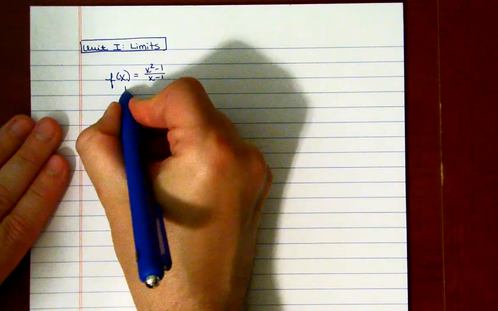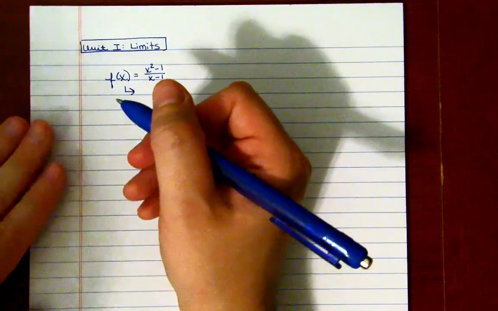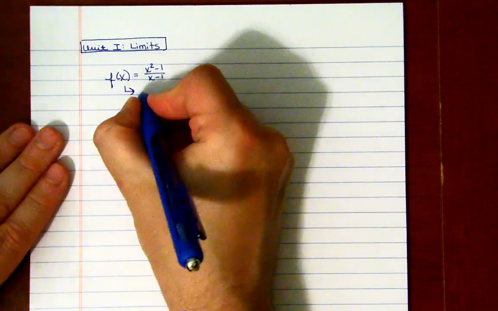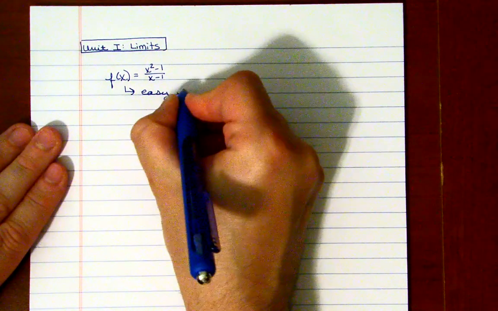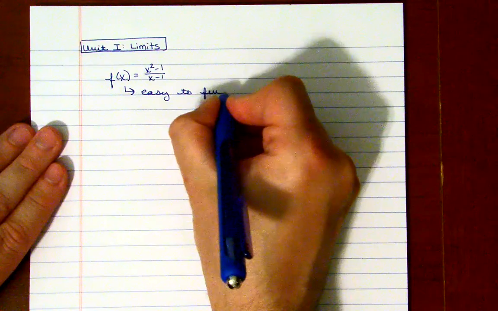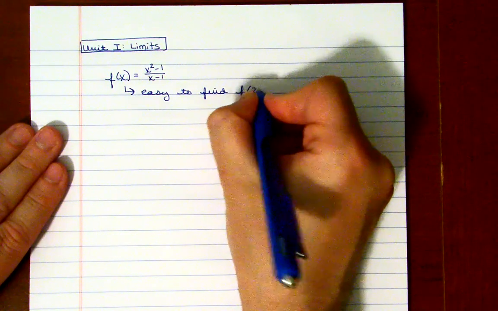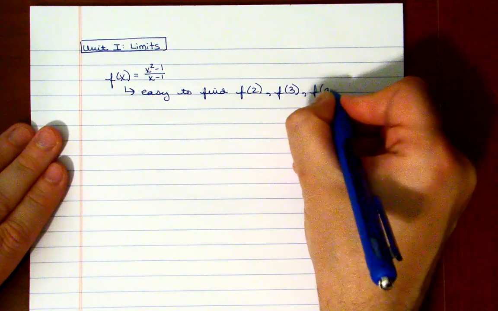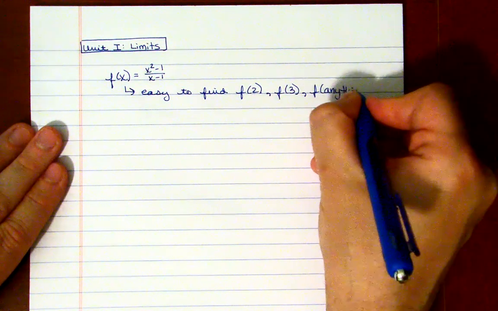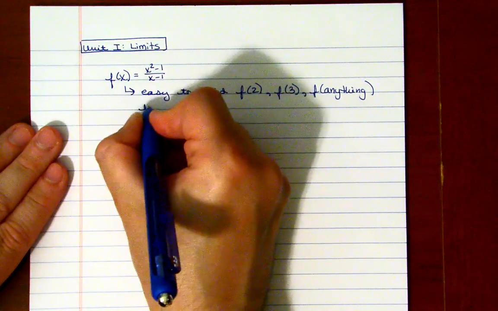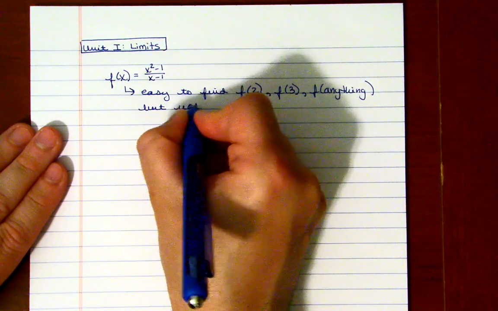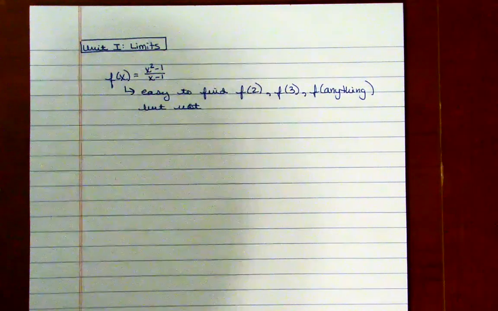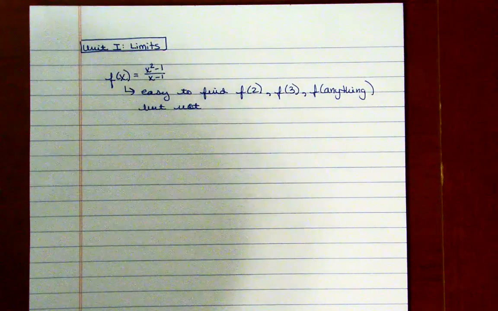It is really easy to just plug into this function and find f of 2, f of 3, f of just about anything. But there's a particular value you're not allowed to plug in. What is that value, and what's the problem?